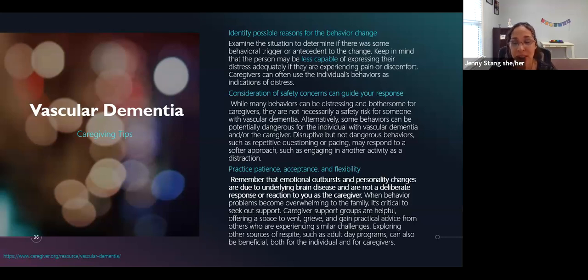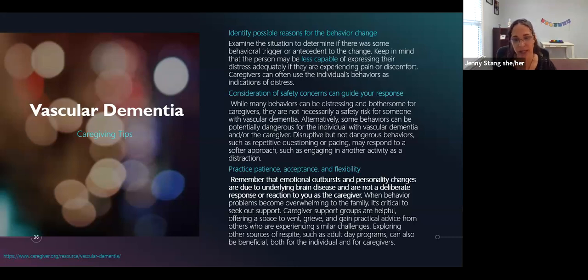Consideration of safety concerns can guide your response. So many behaviors can be distressing and bothersome for caregivers. They're not necessarily a safety risk for someone with vascular dementia. Some behaviors can be potentially dangerous for the individual with vascular dementia or the caregiver. So you have to consider: are we safe, or are we not safe?